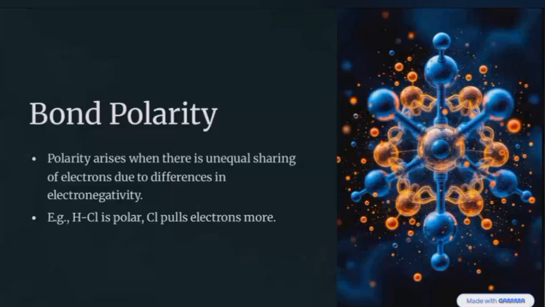I don't know if anybody has a question on what we've been teaching so far. You said polarity, but when... Okay, polarity occurs when there is a difference in the overall positivity and negativity of two species involved in a bond.